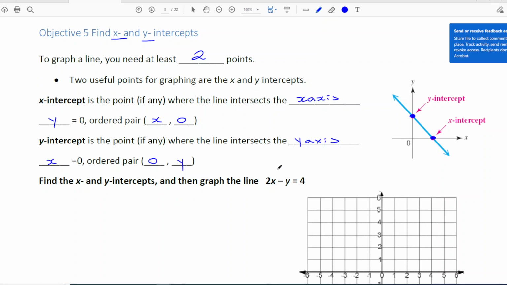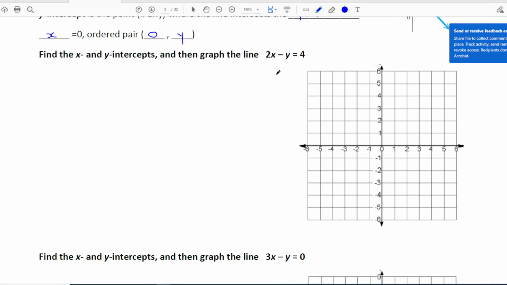So what we're going to do is practice graphing lines. This is just, again, a continuation. We already learned how to graph a line. We can use a table of values: plug in x, solve for y; plug in y, solve for x. This is just 2 very particular points that we're going to find.